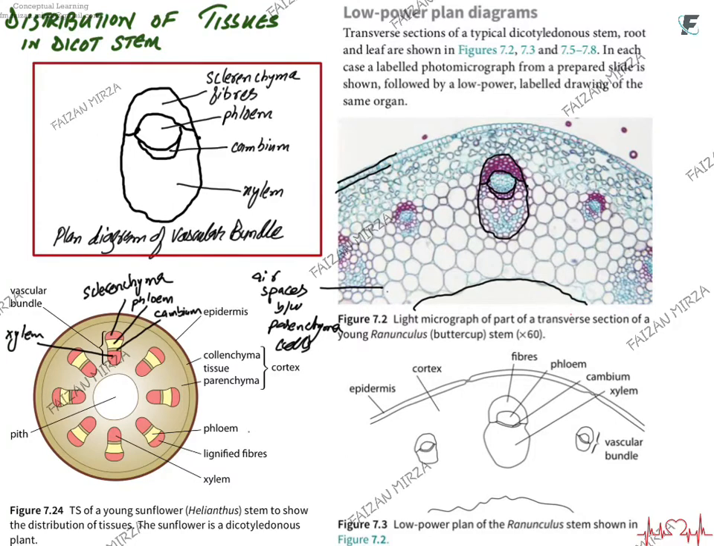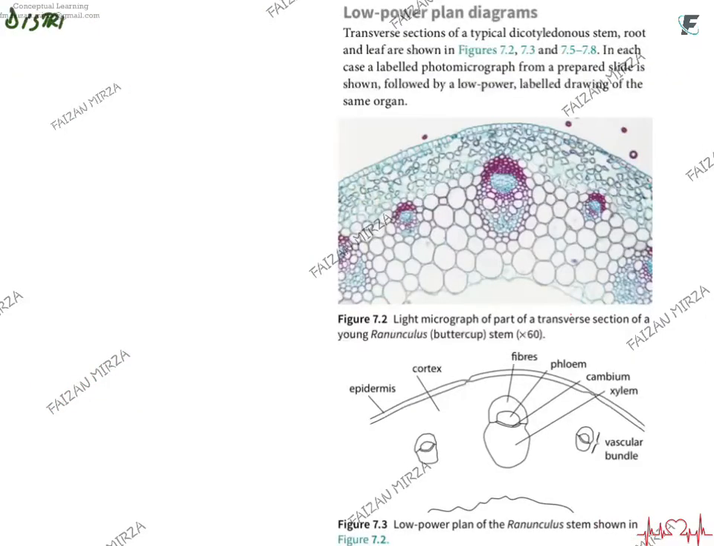We are discussing transport in plants. Now we'll be focusing on the distribution of various tissues, which we already discussed in part 1 of this lecture series: the distribution of the tissues in various parts of the plant. So let's start our discussion with the distribution of these tissues in a stem.